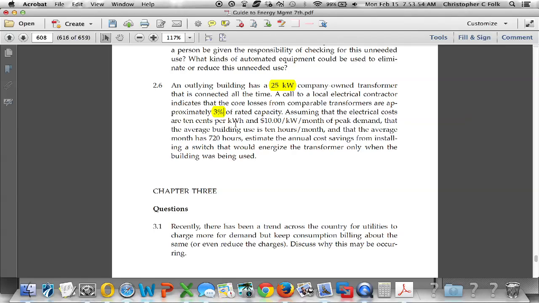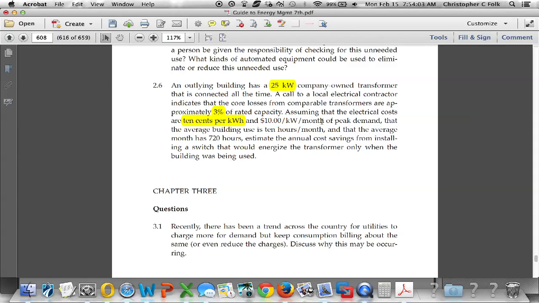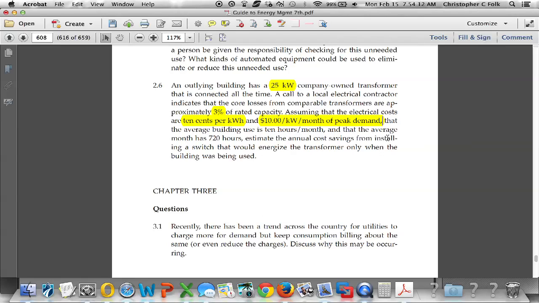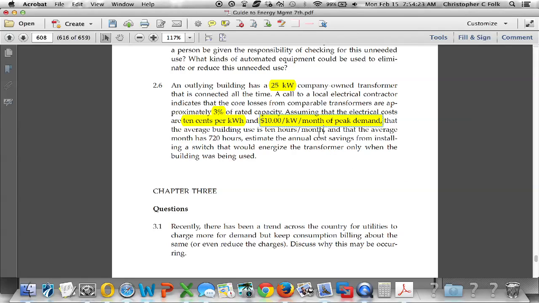All right, now they give us our cost of electricity, 10 cents per kilowatt hour. That's numbers we'll need in our spreadsheet. They tell us that our demand is $10 per kilowatt, right? $10 per kilowatt. We'll highlight that. And then here's the kicker right here. The average building use is 10 hours per month. Again, we'll highlight that. And then they give us a clue that each month has 720 hours.